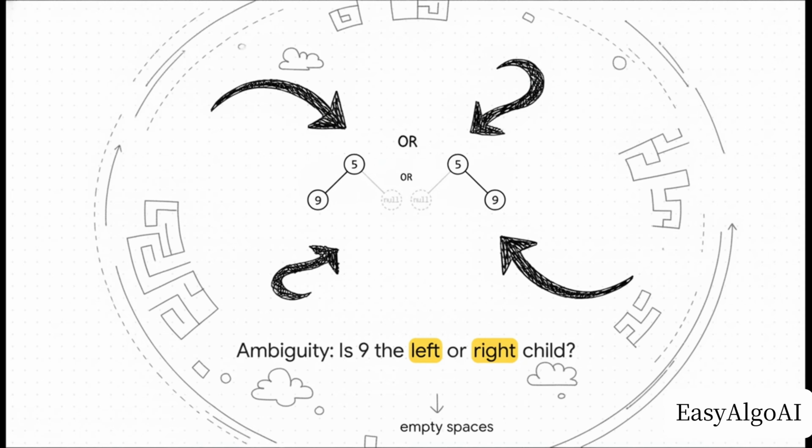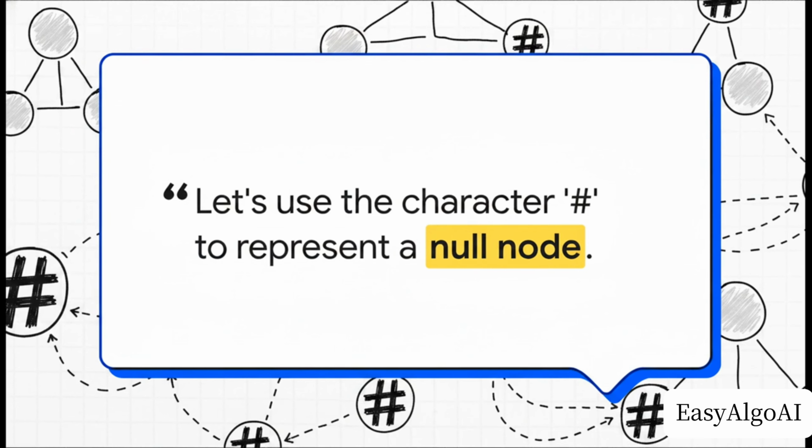After placing the 5, we have absolutely no idea if the 9 should be the left child or the right child. And why is that? Because we only tracked the data that was there. We completely failed to track the empty spaces. And here is our brilliant missing clue. Let's use the character hashtag to represent a null node. This simple, super elegant rule changes everything.